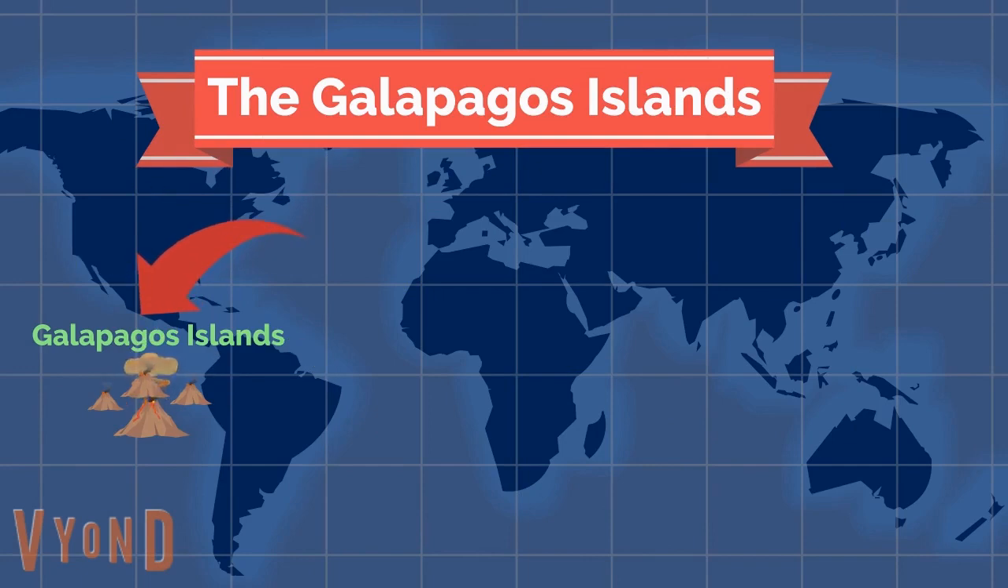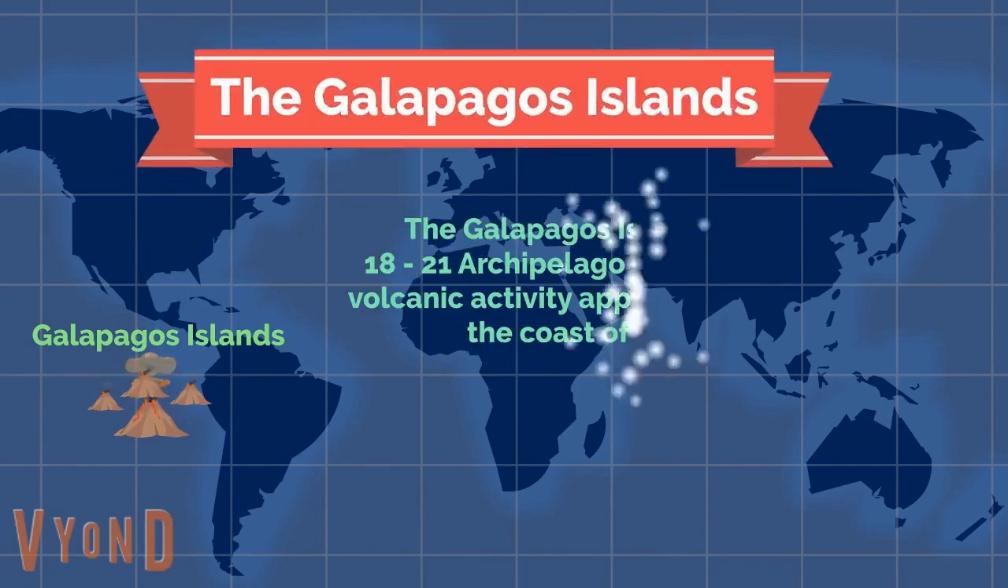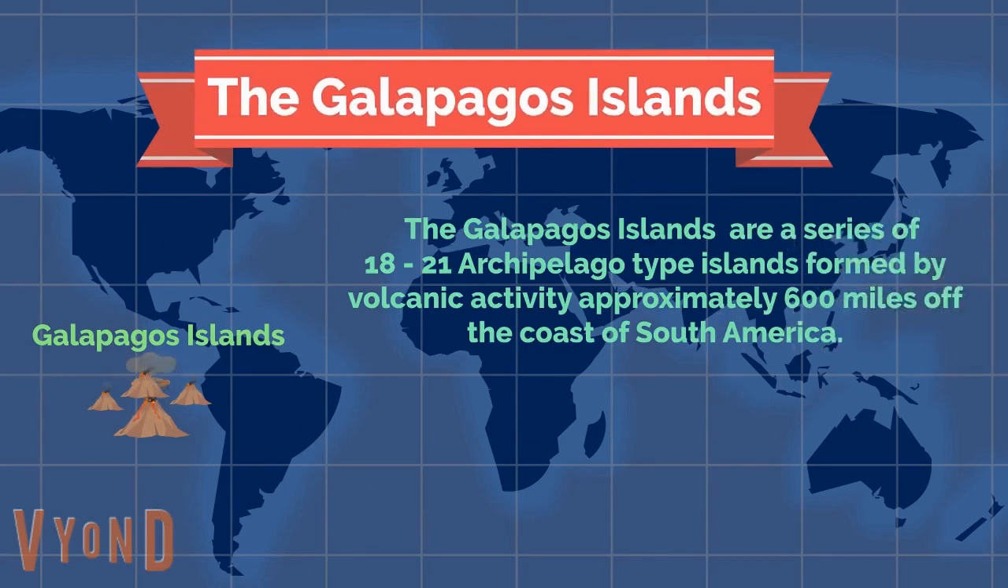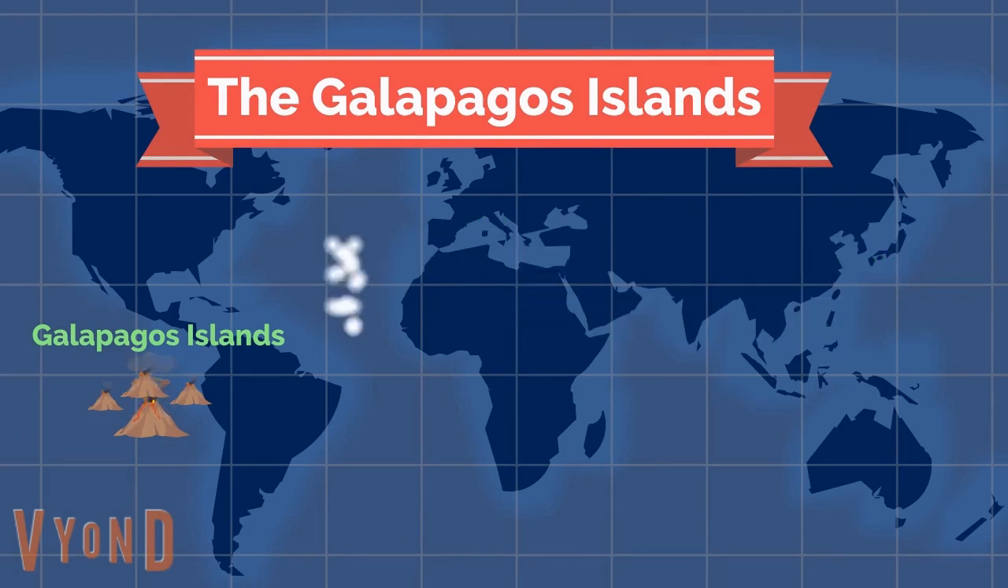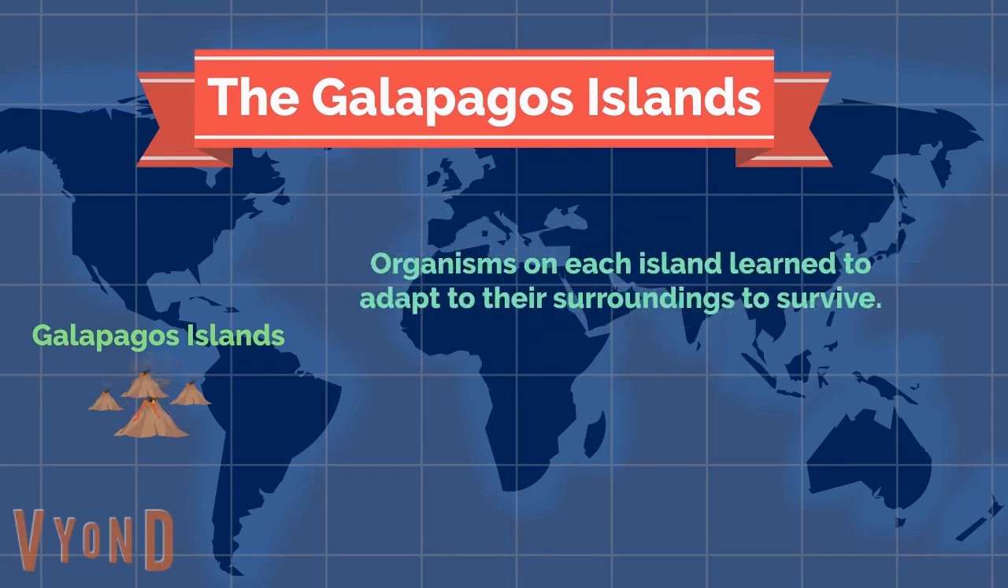One particularly interesting stop in his voyage was the Galapagos Islands. These are a series of 18 to 21 archipelago-type islands formed by volcanic activity approximately 600 miles off the coast of South America. Having islands this far away from the mainland and from each other was one way the organisms that did arrive on each island learned to adapt to their surroundings to survive.